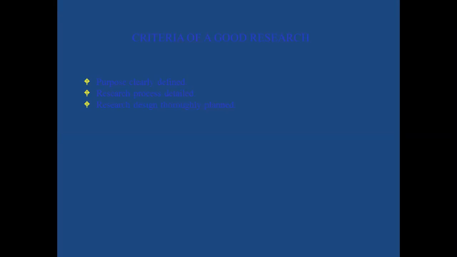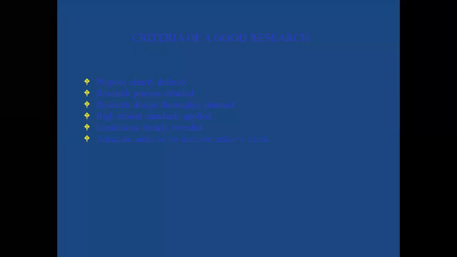Purpose clearly defined. So these terms basically come under the criteria of a good research. The purpose should be clearly defined, and research process detailed. Then research design thoroughly planned, and high ethical standards applied, and whatever the limitations, the limitations frankly revealed. So we cannot manipulate. Adequate analysis for decision makers' needs, and findings presented without any ambiguity, and conclusions justified.